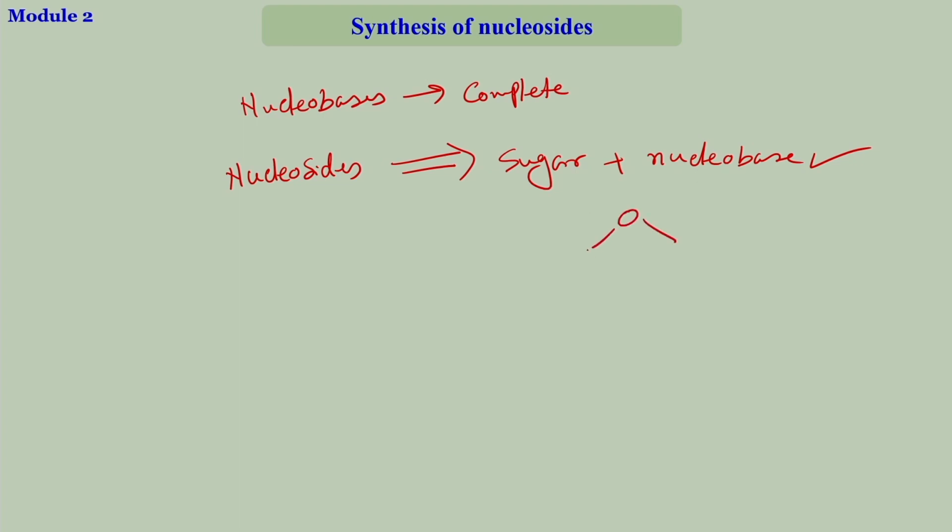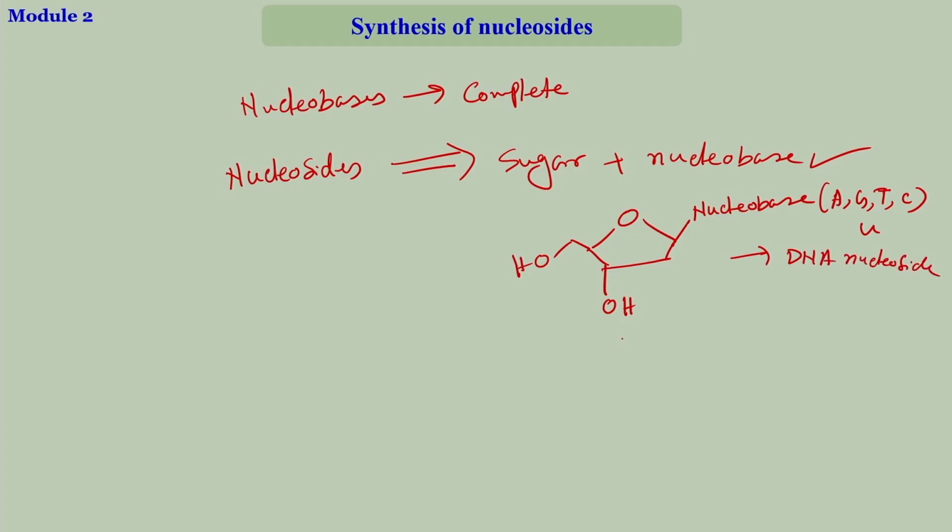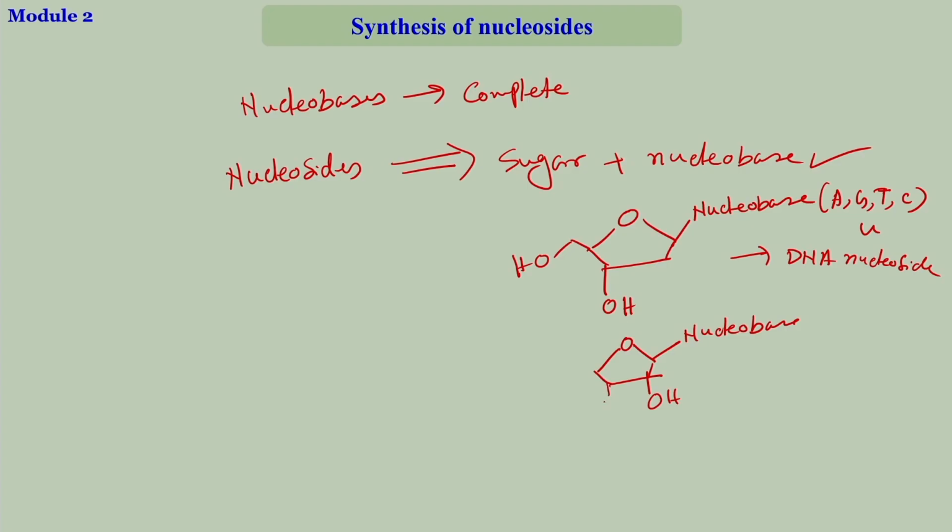So, your target molecule is something like this. Here is the nucleobase, which can be adenine, guanine, thymine, or cytosine for DNA, or uracil for RNA. And when we are talking about DNA, then this is the sugar chemistry or sugar conformation. This is for the DNA nucleoside. If we talk about RNA, then your target would be here the nucleobase, there will be a hydroxyl here, and this would be your target.